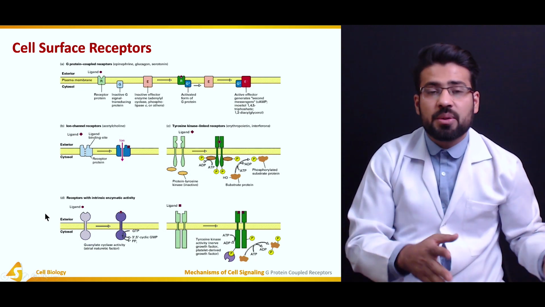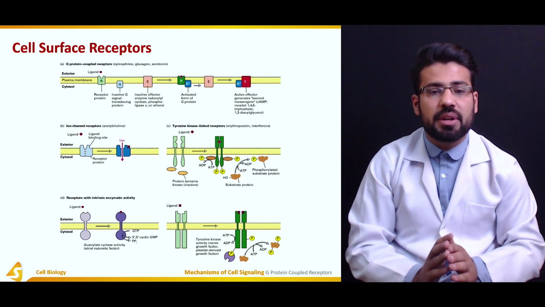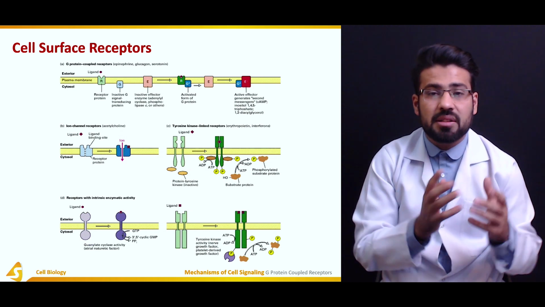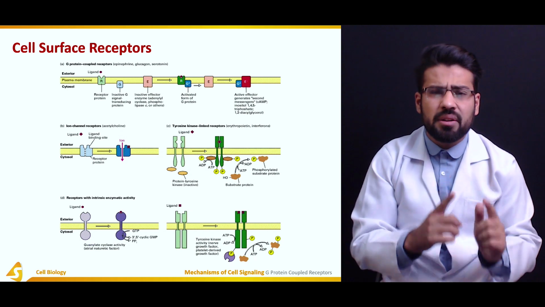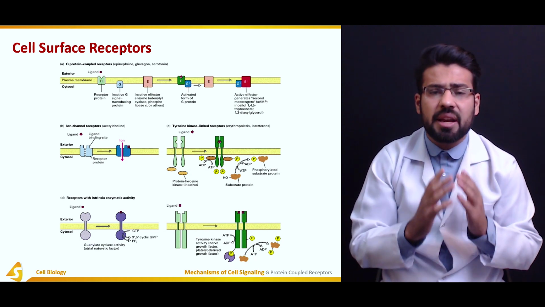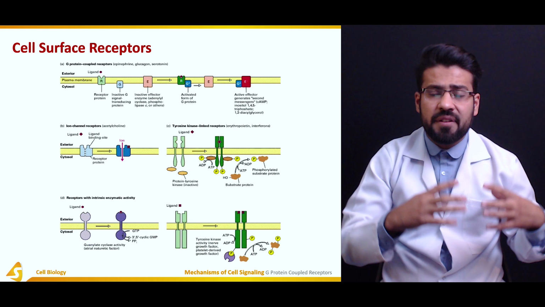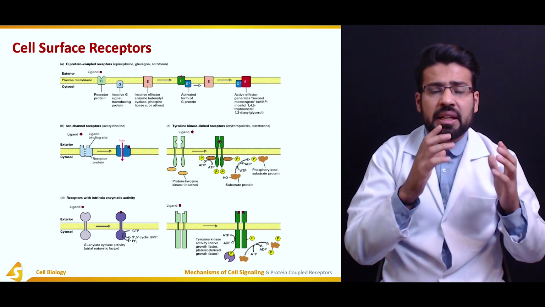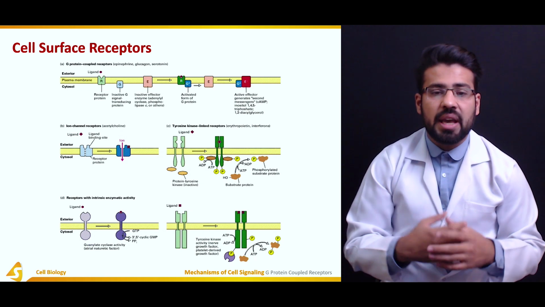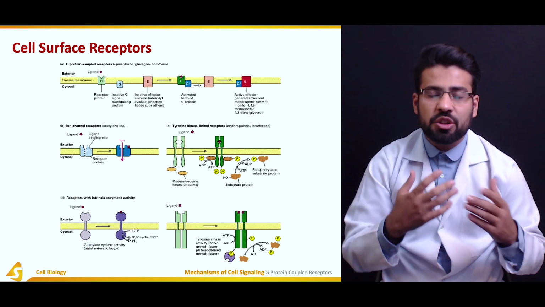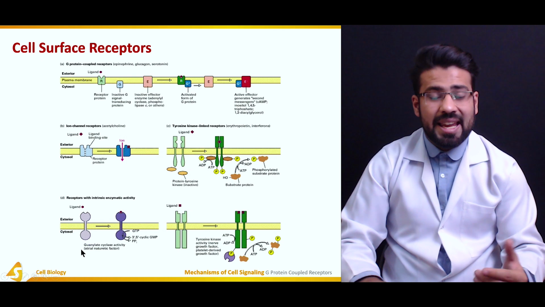We have receptors with intrinsic enzyme activity. What I mean by saying this is that a ligand has bound to this particular receptor. Now this particular receptor has an intrinsic enzyme activity. It means that after being activated by the ligand, this receptor is going to behave as an enzyme. So we have over here this particular molecule, guanylate cyclase.